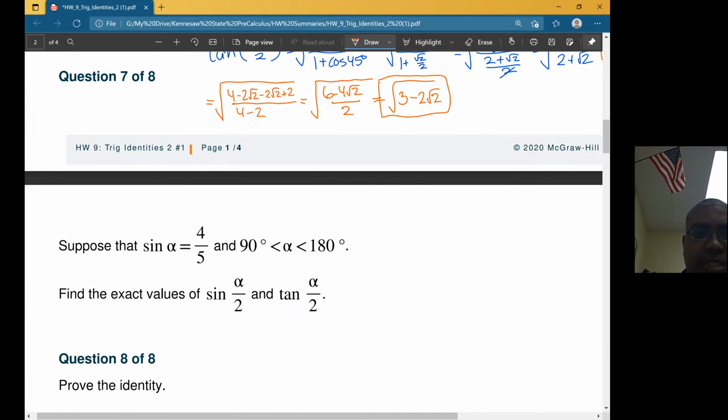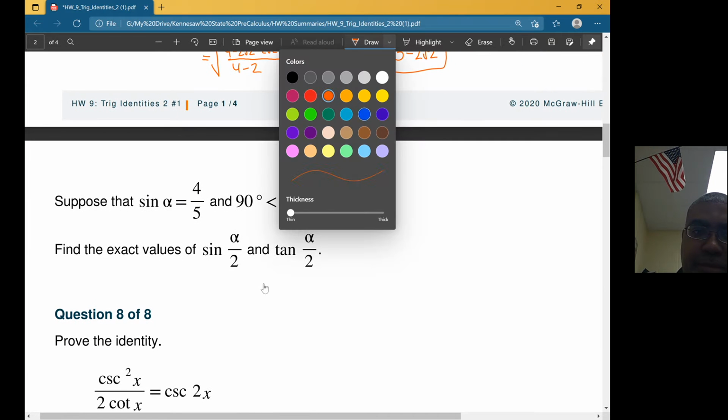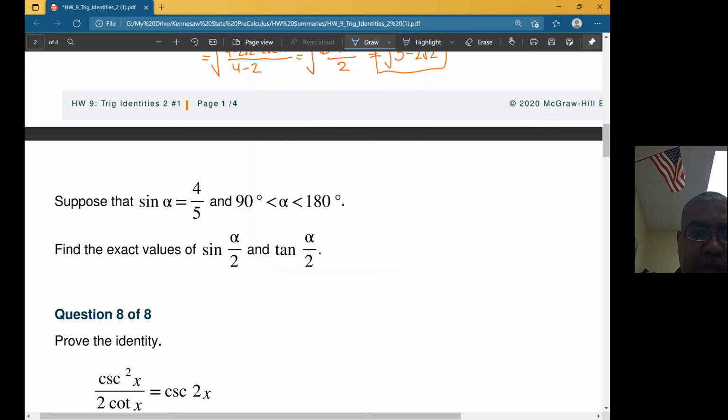All right, question number 7. All right, almost there. Yeah, we're doing good with time. All right, suppose sine of alpha is 4 over 5 and is between 90 and 180 in the second quadrant. Four over 5. We automatically know that that's -3 because it's a Pythagorean triple, a 3, 4, 5 triangle. Find the exact value of sine of alpha over 2 and tangent of alpha over 2.